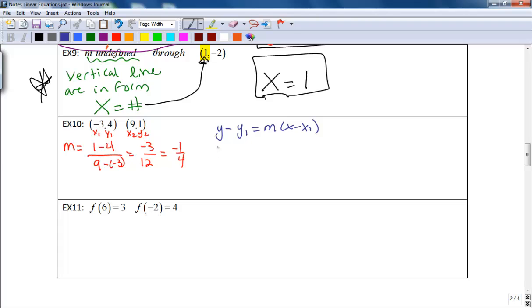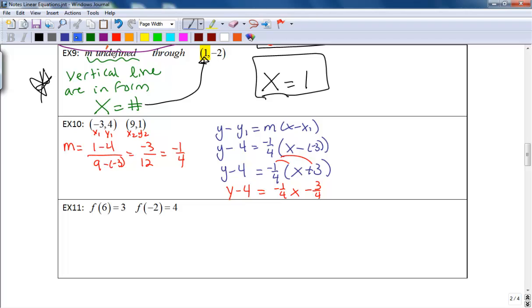Well, let's plug in what we know. y minus, instead of y1, I can write 4, equals m. Instead of m, I can write what the slope is, which is -1/4, times x minus, and instead of x1, I can write -3. Let's clean this problem up. y minus 4 is equal to -1/4, and x minus a negative is really x plus 3. Let's distribute that -1/4 on the right. I get y minus 4 is equal to -1/4 x minus 3/4.